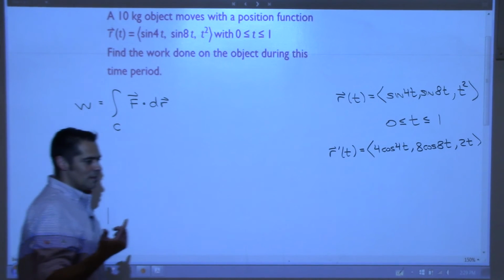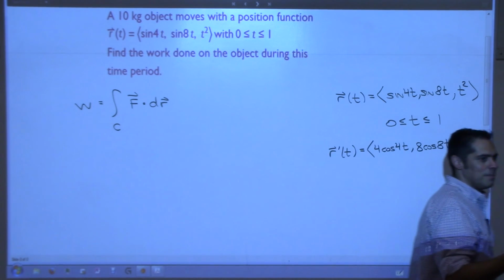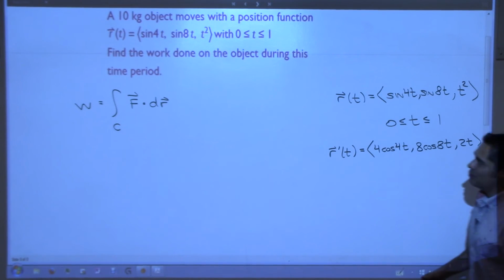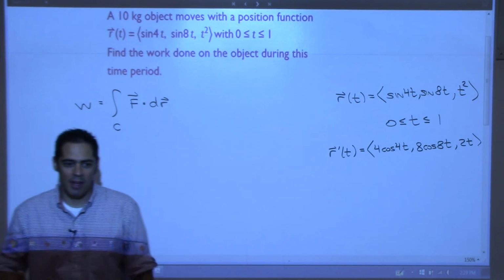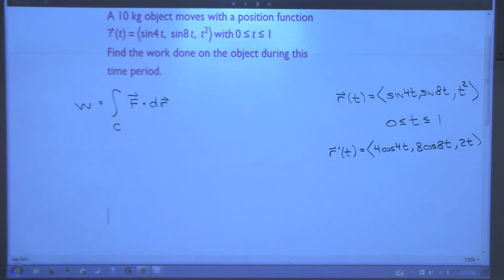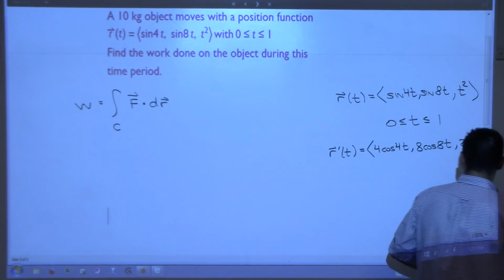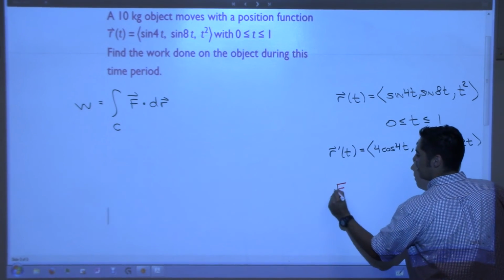But like last time, the man was 100 and something pounds, and we just said that the field was this thing. What's the difference between that and this? We have a 10 kilogram object. It has mass. Mass is not a force. So right now the field is still a question mark, isn't it?